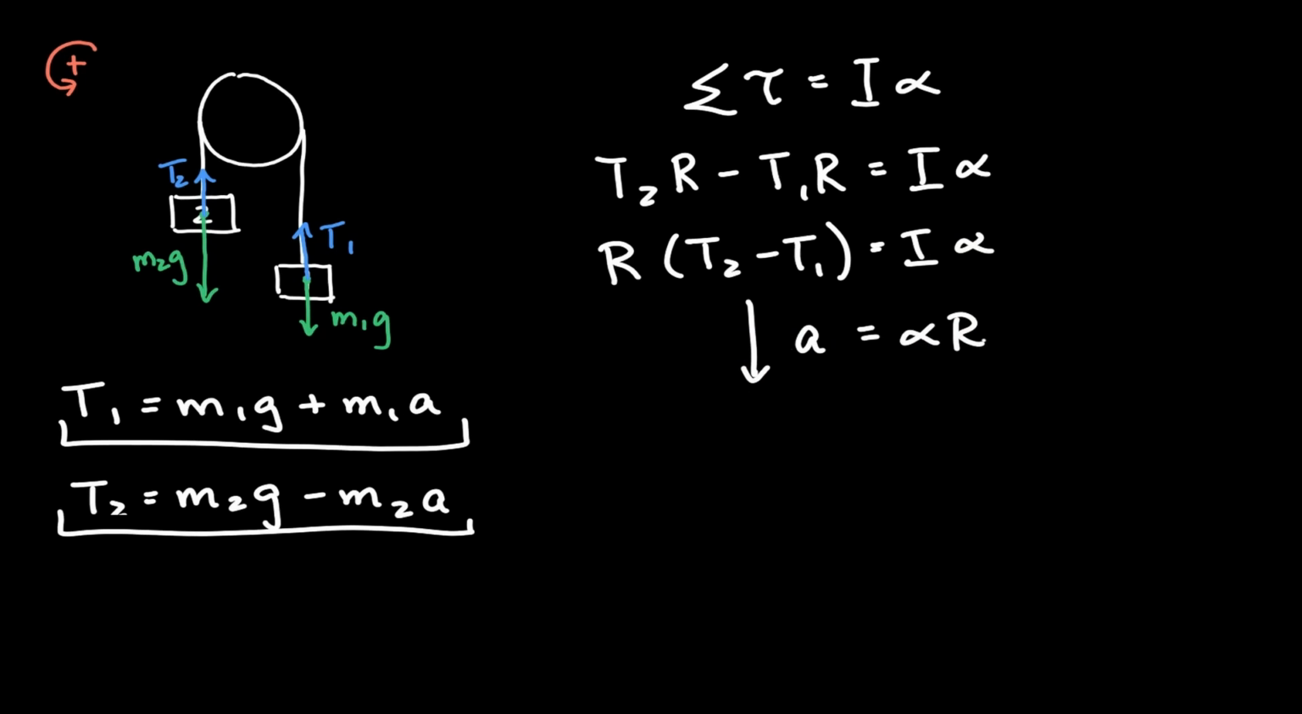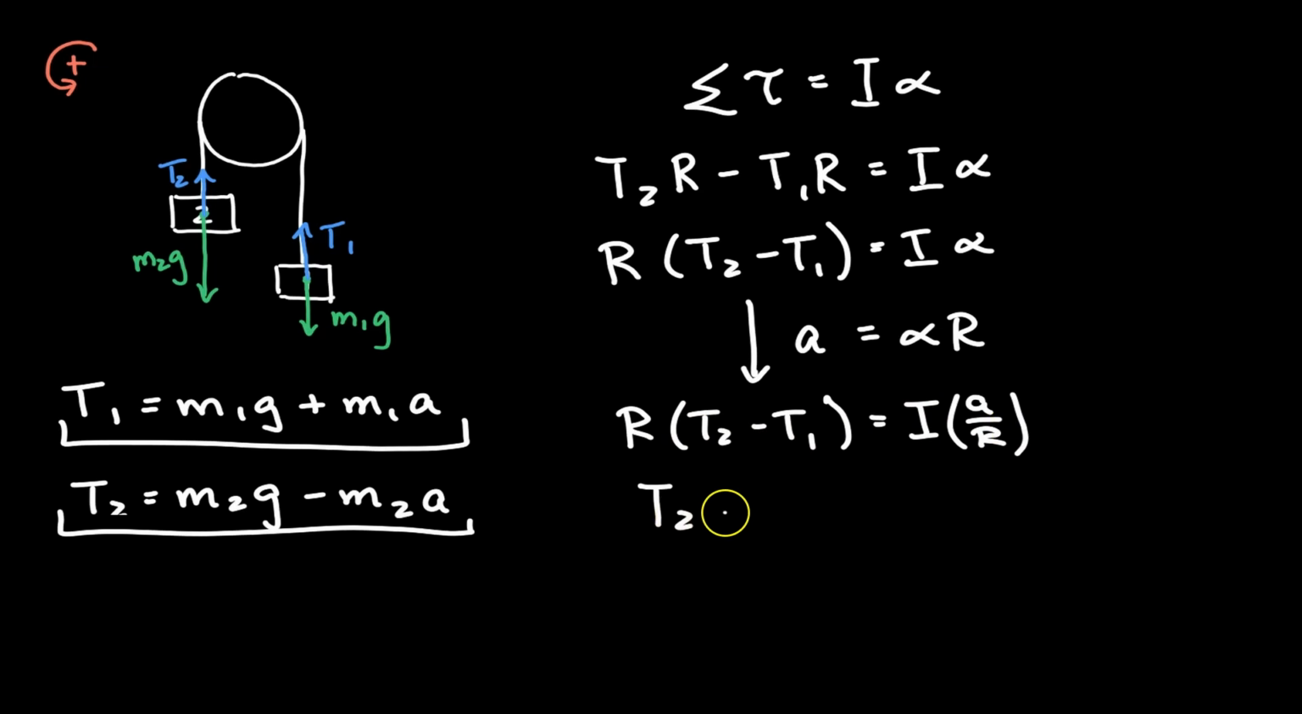And then using our bridging equation, linear acceleration is equal to alpha times R. Substituting alpha, we get R times (T2 minus T1) is equal to I times A over R. Solving for T2 minus T1, we get T2 minus T1 is equal to IA over R squared.